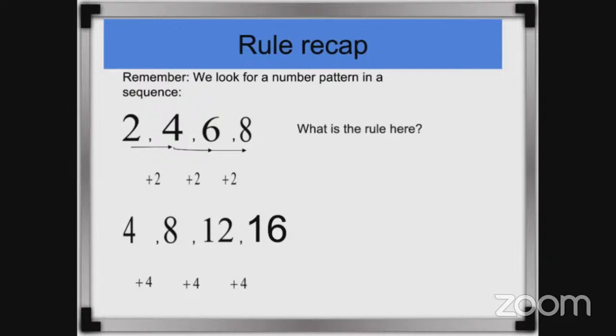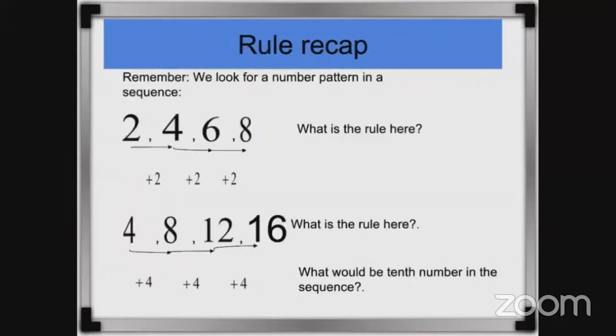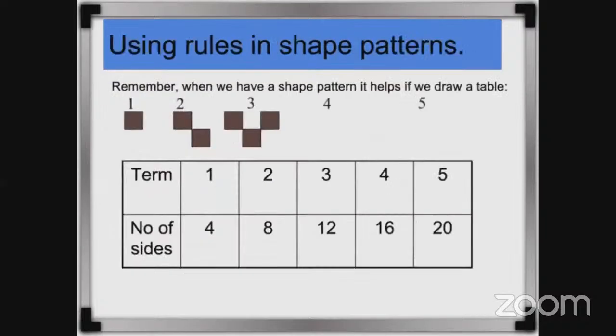And here's another: 4, 8, 12, 16. Here we're not adding 2, but we're adding 4. And this is pretty much just recapping what you should know and you've been doing. So it's nothing difficult here. And then we can definitely look at what would be the 10th term if we were to look at this.